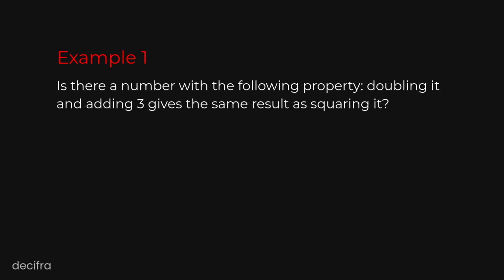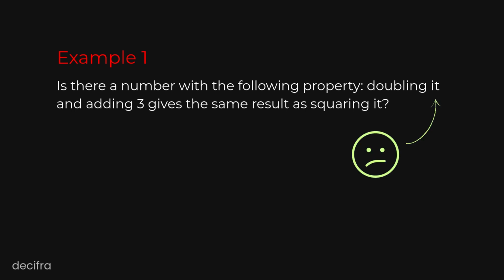Is there a number with the following property? Doubling it and adding 3 gives the same result as squaring it. This sentence says whether there exists a number such that the result we get after squaring it is the same as the result we get after doubling it and adding 3.